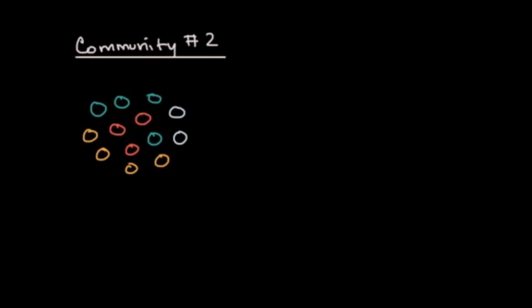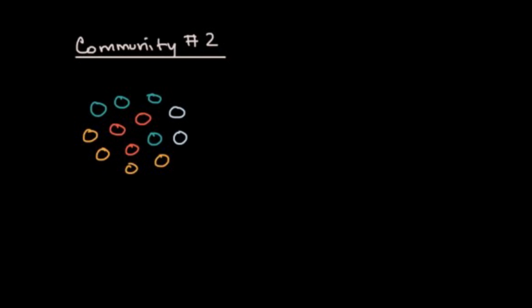Now DS equals 1 minus 62 divided by 132. And for DS, we get 1 minus 0.47. The final result is 0.53. Now, let's take a look at community number 2.